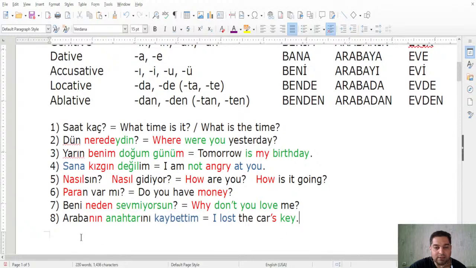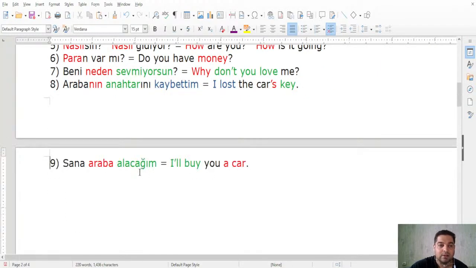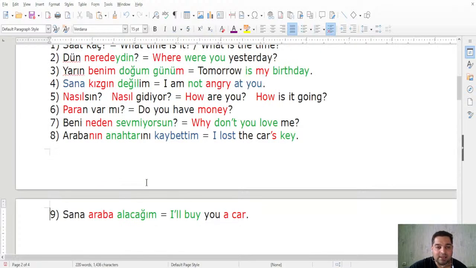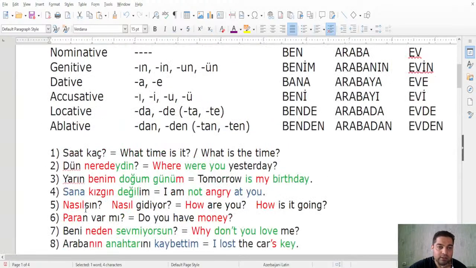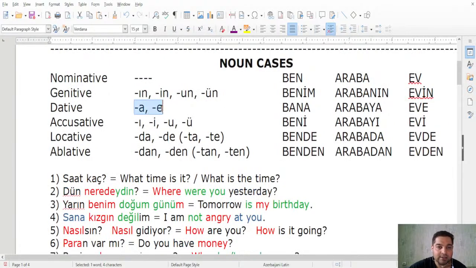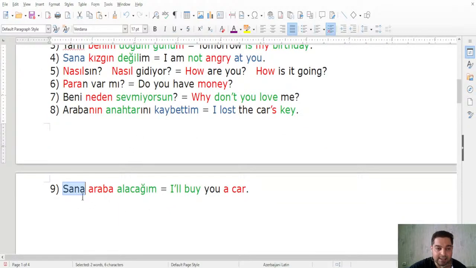Now let's look at the ninth sentence: sana araba alacağım. It's the future tense, right? Alacağım is the structure of the future tense: I'll buy. Sana is dative case. Again, look here, it is an a ending, the dative case ending. Bana, sana. It is the dative case of sen. Sana means to you.